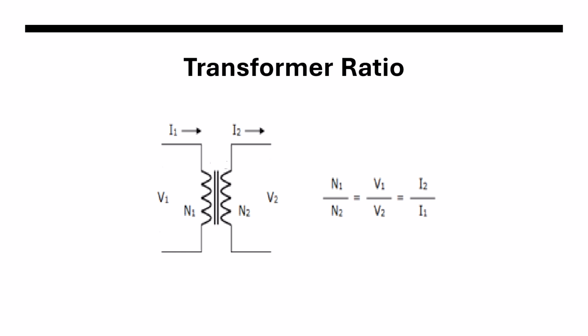Now, what is turns ratio? Turns ratio is the number of turns of the primary winding divided by the number of turns of the secondary winding. That means N1 by N2. Voltage ratio is V1 by V2. Current ratio is I1 by I2. Now let's see the relationship between these three ratios. N1 by N2 is equal to V1 by V2, and it is equal to I2 by I1.